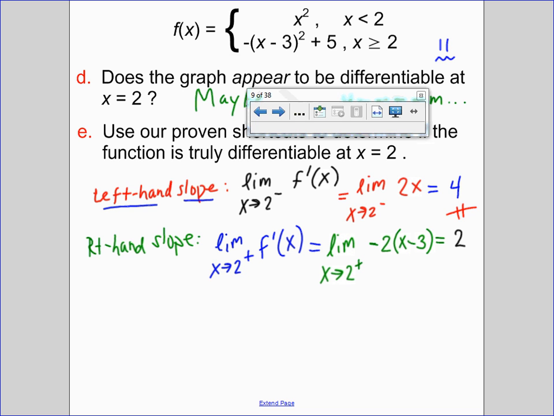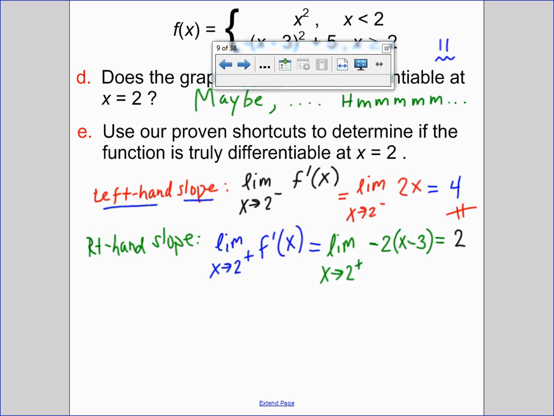All right. So what can we say for our conclusion? Is the function truly differentiable? No. f is not differentiable because the left-hand slope does not match the right-hand slope.